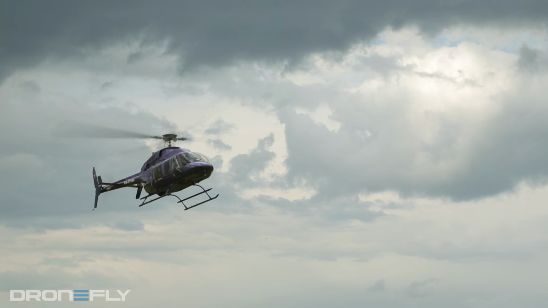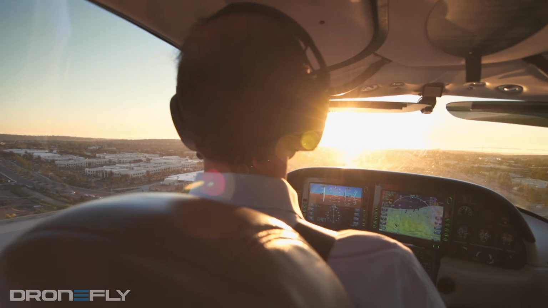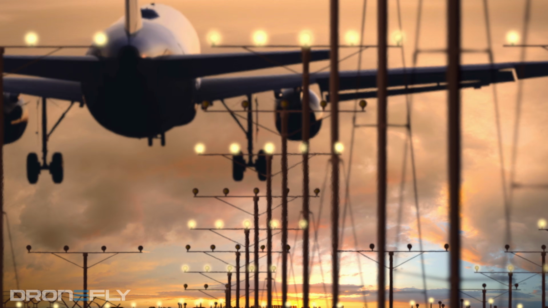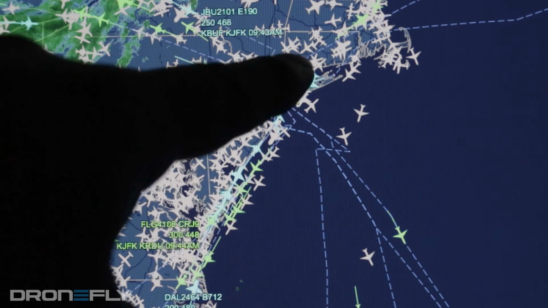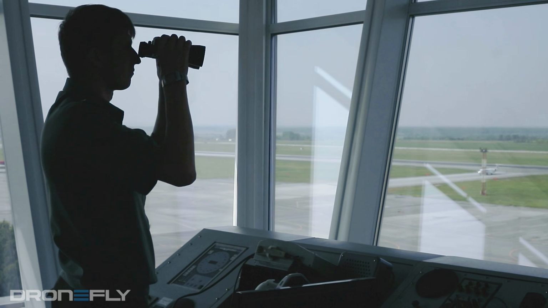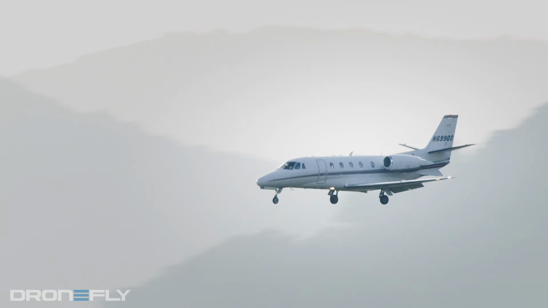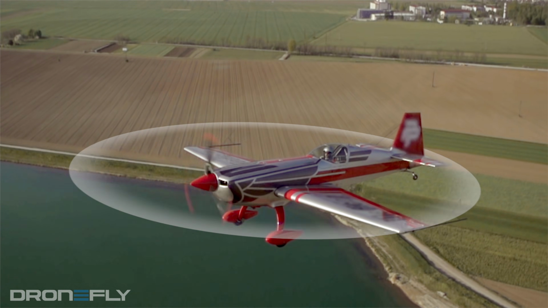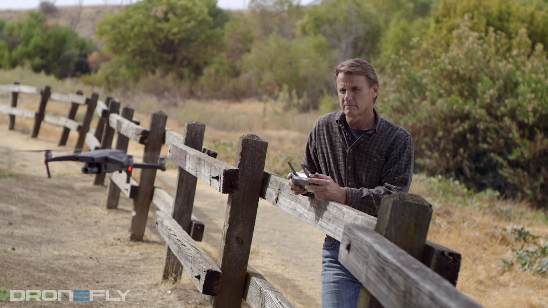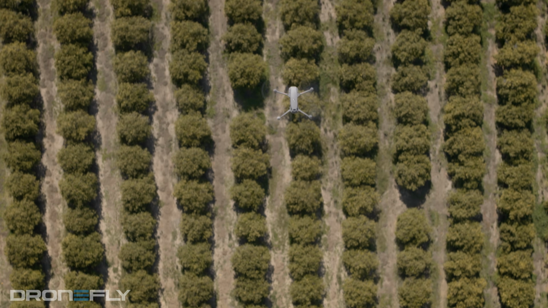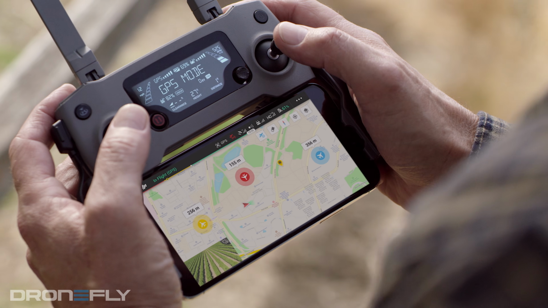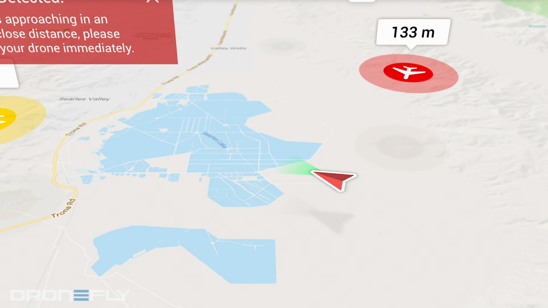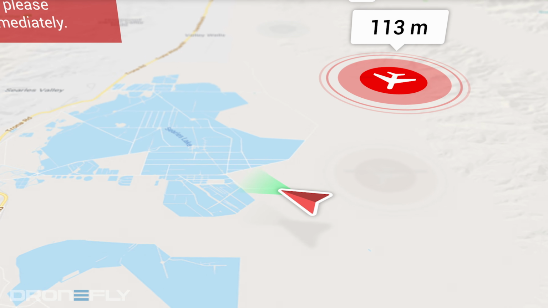ADS-B is used by traditional aircraft to automatically transmit information about the aircraft's position using GPS. Air traffic controllers, or anyone with an ADS-B receiver, can receive information about the aircraft's position. So when you're flying this drone, you'll be warned when traditional aircraft are entering your area, so that you can take action to avoid any chance of the drone endangering the aircraft.